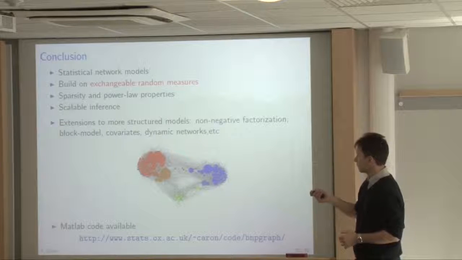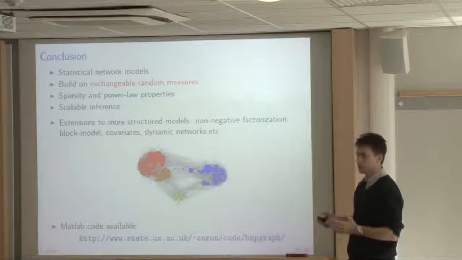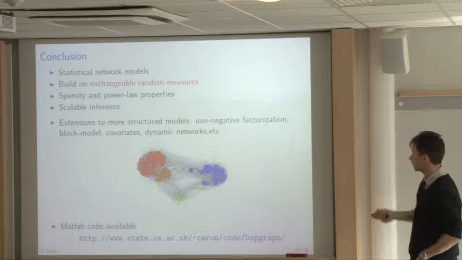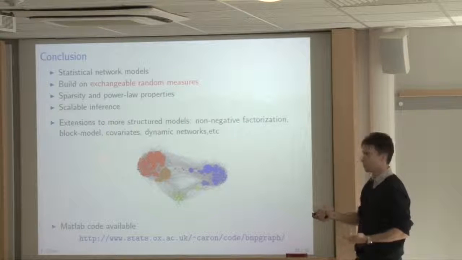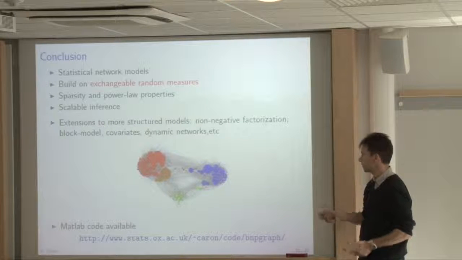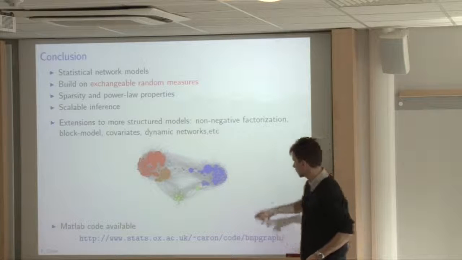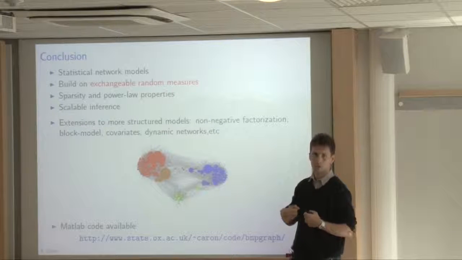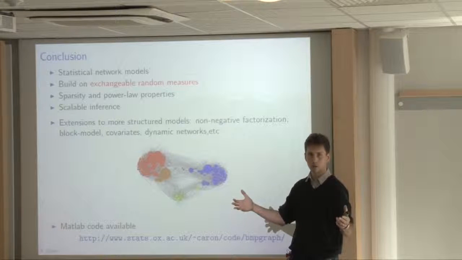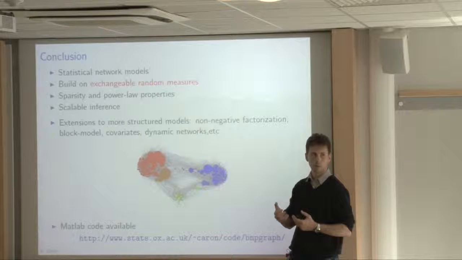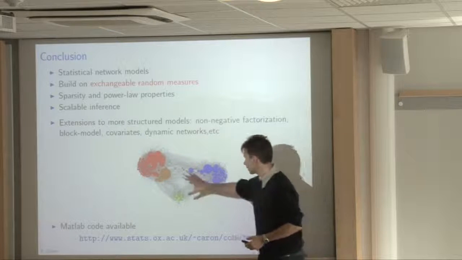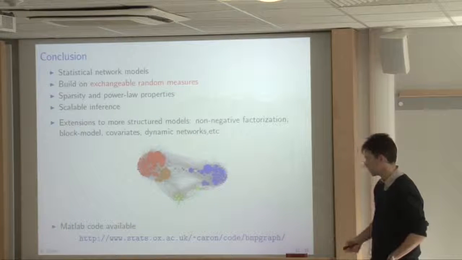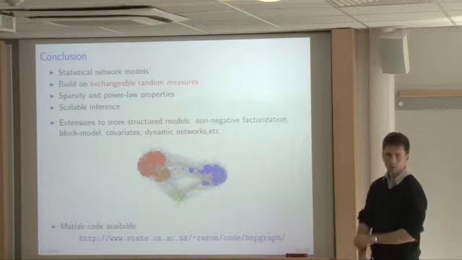What I currently want to do is to extend, within this framework, to more structured models, using some sort of non-negative factorization, a block model version of this class of model, introducing covariates, dynamic networks, etc. Here is a plot of preliminary work where you don't have a single parameter that tunes sociability, but a set of 3 parameters representing maybe your interest in 3 different categories. And so you could model some sort of block structure in the network. The code is available online if you want to try it.